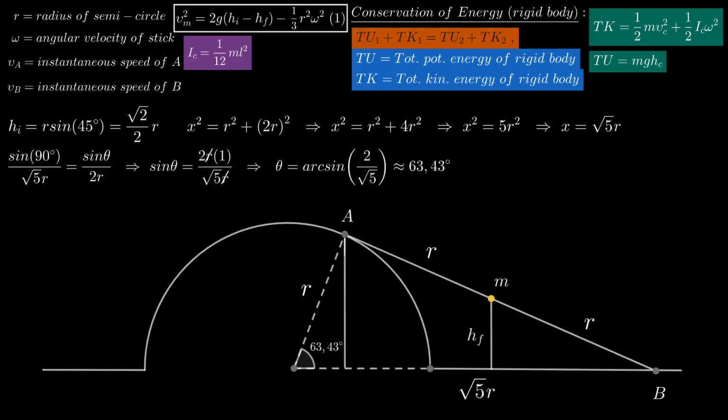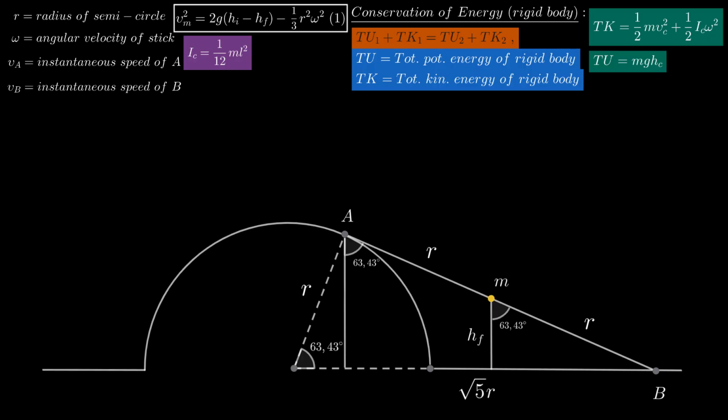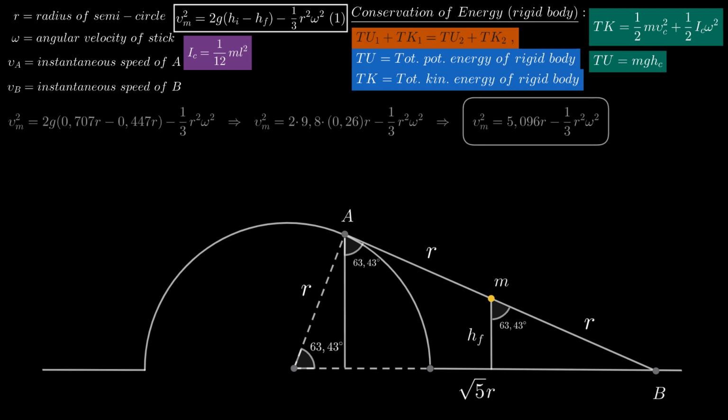Okay, now that we found this angle here, theta, we can find the final height of the midpoint. This angle here is also 63.43 degrees, and so is this one. And so we have h final of m equals r times cosine of 63.43, which is 0.447 times r. Okay, so now that we found the heights, we plug those values into our conservation of energy formula, and we get u of m squared equals 5.096 times r minus 1/3 times r squared times omega squared.